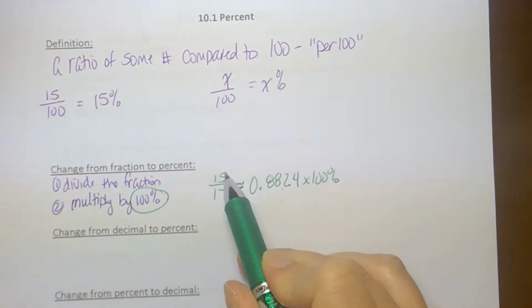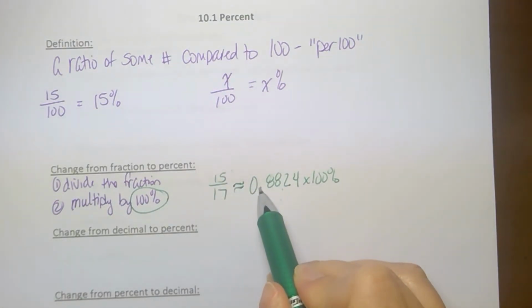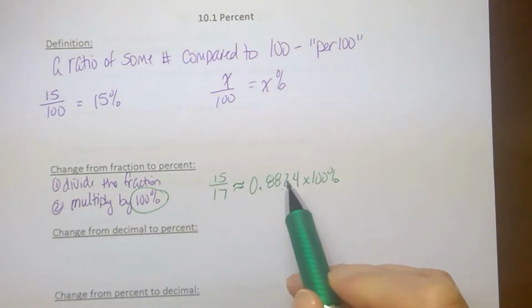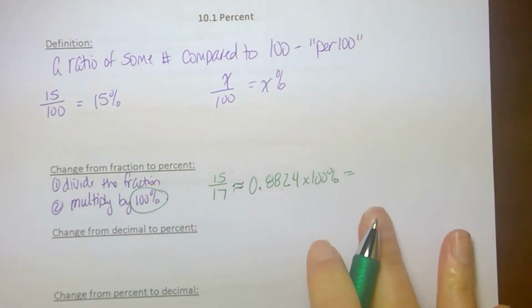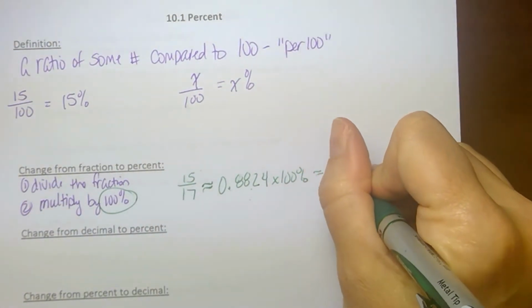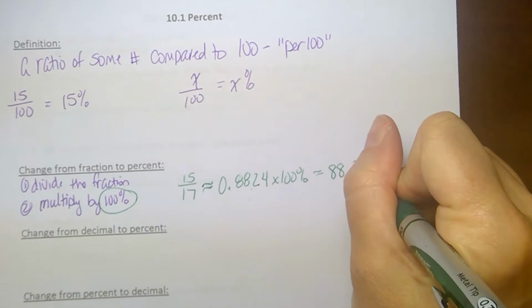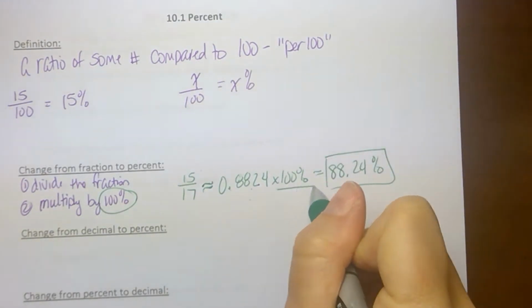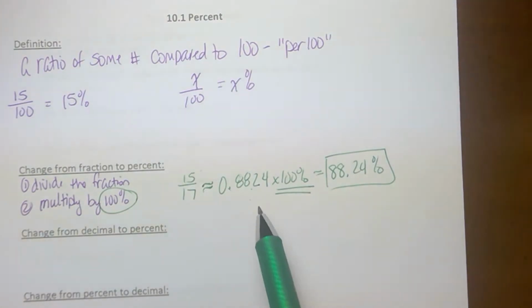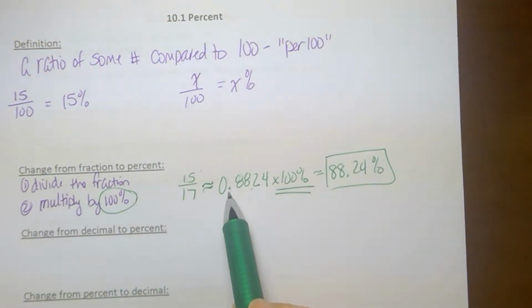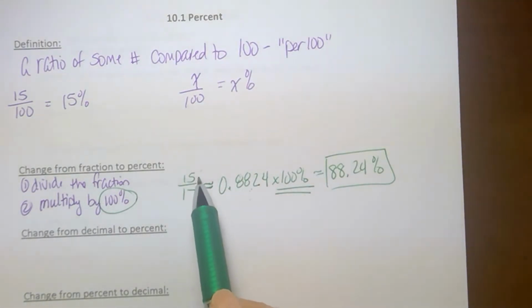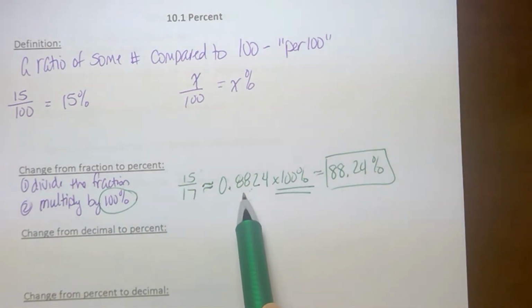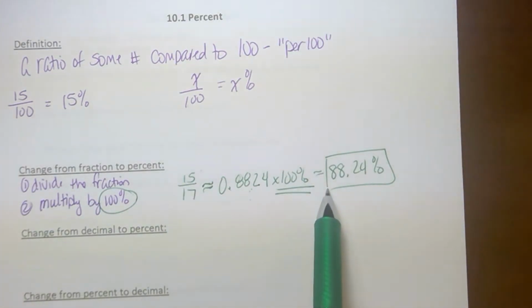So when I have fraction to decimal, I know I need to move that decimal 2 places to the right and add my percent sign. That means my percentage would be 88.24%. When I multiply by that 100%, the whole purpose of that is to move my decimal 2 places to the right, because when I do the division, I get a decimal. I want it out of 100.